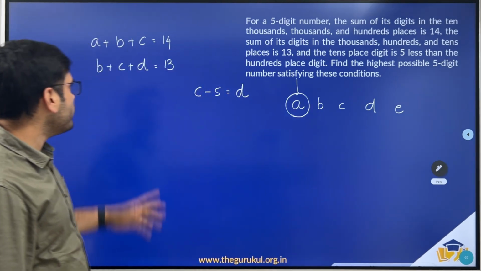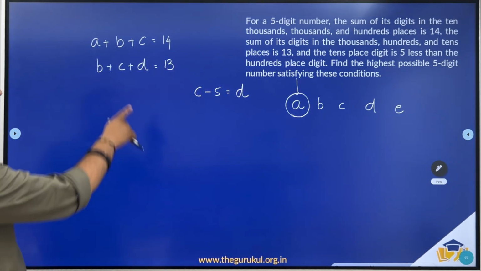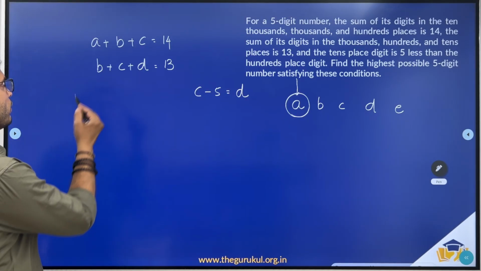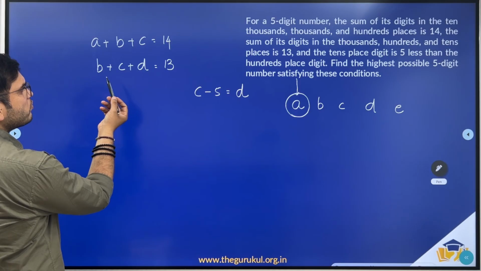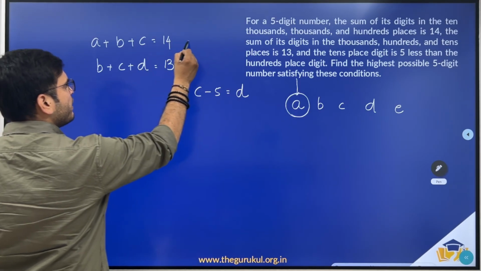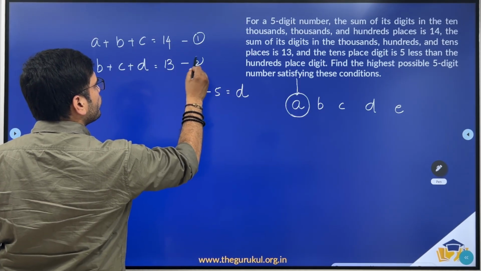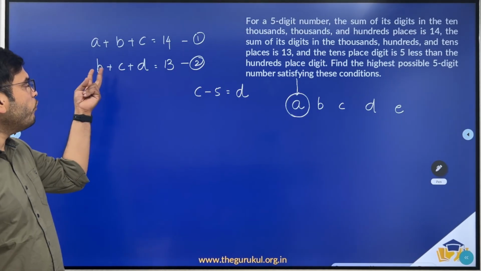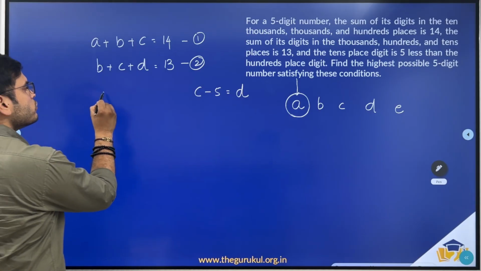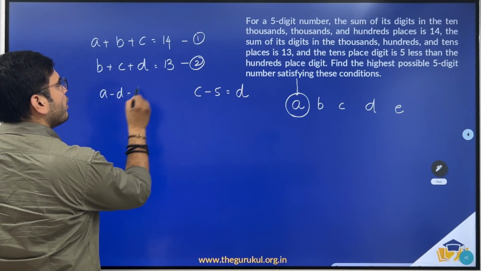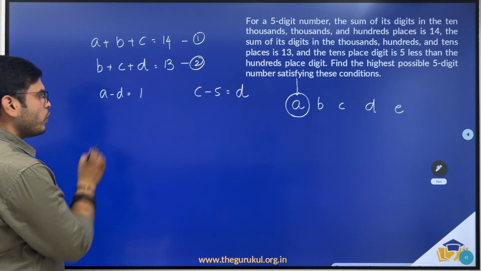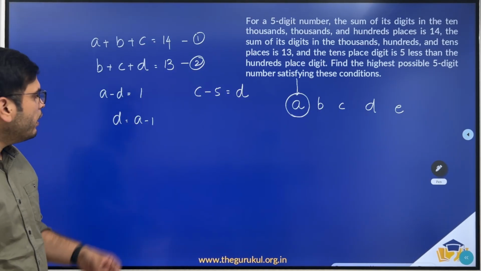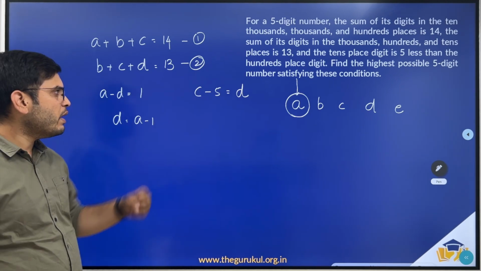Right? Now given these three equations, let me replace d with c minus 5. Let this be equation 1, let this be equation 2. First, let me subtract equation 2 from equation 1 so that two variables will get cancelled. So we have a minus b is equal to 14 minus 13, which is 1, or d is equal to a minus 1. Now let me replace d with a minus 1 here.